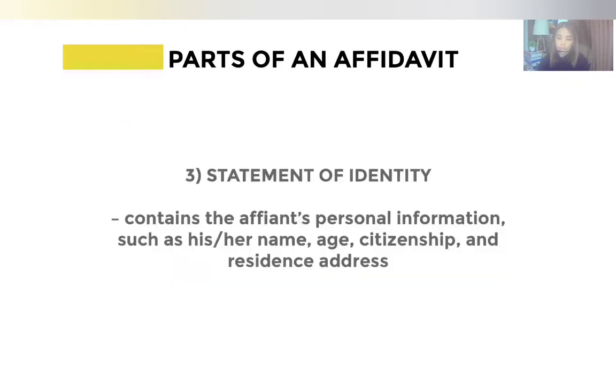The next section of the affidavit is what is known as the statement of identity. This section is used to introduce who the affiant is in relation to the facts in the body. It particularly contains the affiant's personal information, such as their name, age, citizenship, and residence address. Also, here, the affiant will state that he or she has been duly sworn in accordance with law. With such a statement, the affiant implies that he or she will tell the truth under the penalty of perjury.